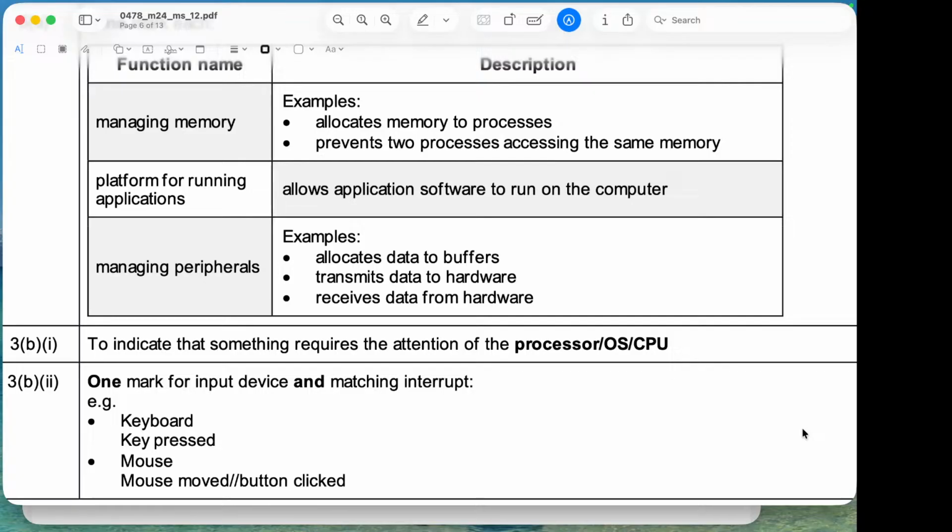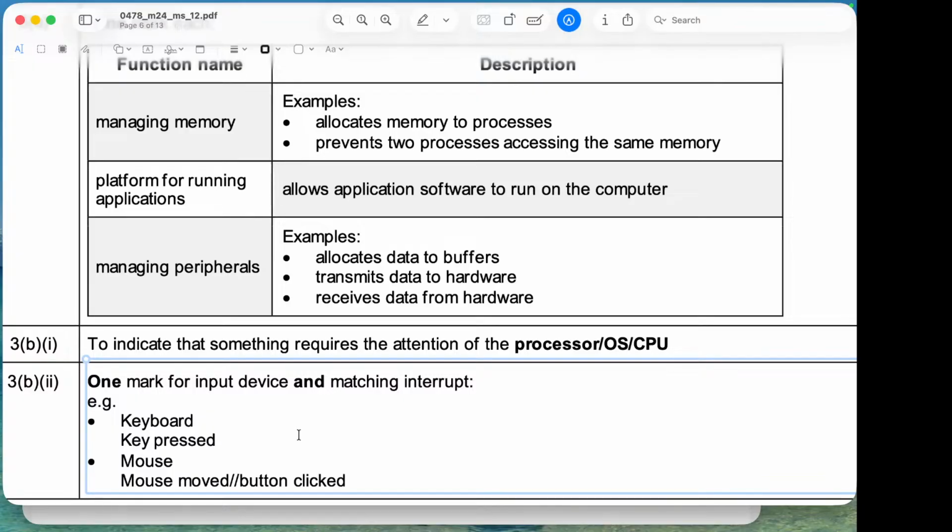So they've got a keyboard, because every time you press a key on the keyboard, that is actually a hardware interrupt. Just trying to memorise it's fine. Or a mouse. A mouse could be where you move it or a button is clicked. That is also an interrupt. You could also say, for example, out of paper on a printer, or a button is pressed down when it shouldn't be. Literally, it does say e.g., and if it says that, any valid answer that you come up with that is some kind of input device.